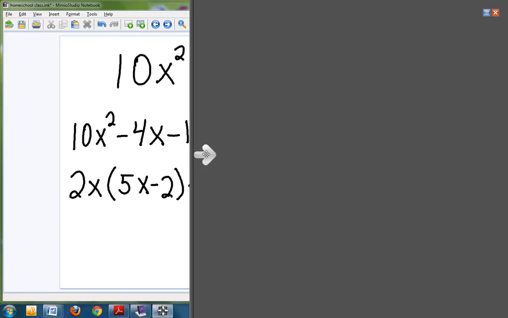If you look at just the first 2 terms right here, what number goes into 10 and 4 evenly? 2. And you've got 2 x's here and 1 x here, so you pull out 1 x. 10 divided by 2 is 5. 2 minus 1 is 1 x. -4 divided by 2 is -2, and there's no x.